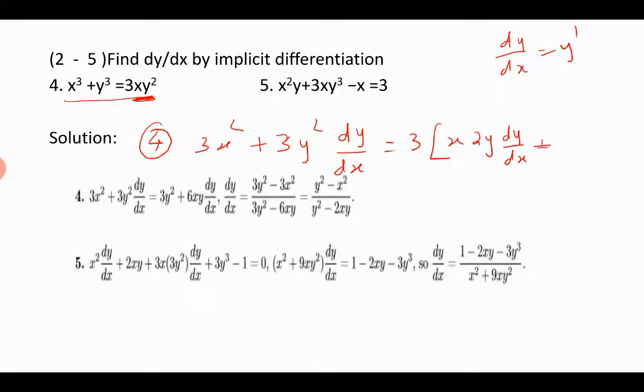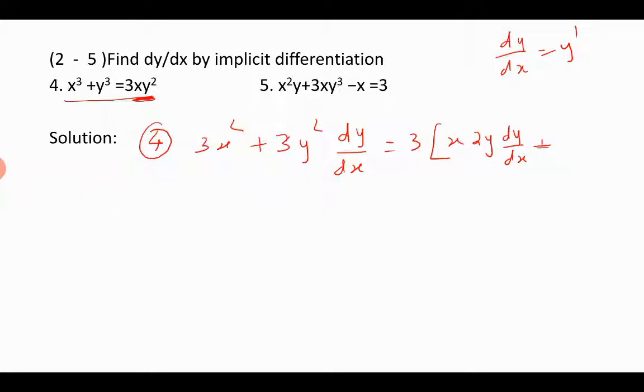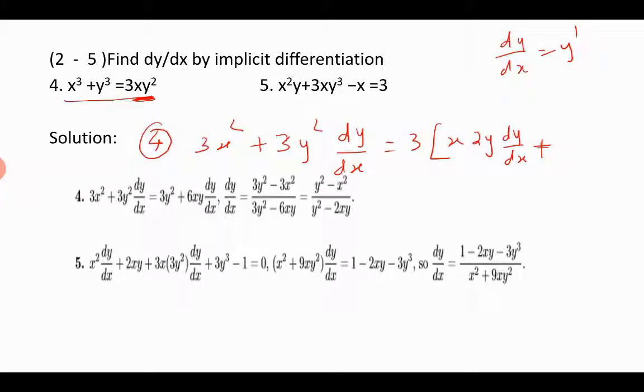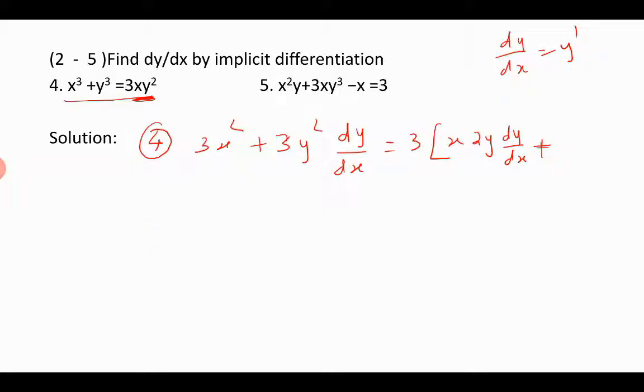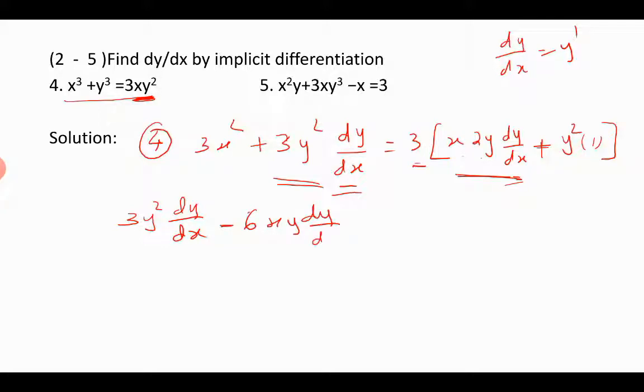Now by product rule, first we kept x and differentiated y square. Next we keep y square and differentiate x with respect to x, which is 1. Now simplify and find dy by dx. Take the term dy by dx to the left side, keep everything else on the right side. What you are going to do next is this: 3y square dy by dx, the second term has been kept on the left side. The first term on the right side, 3x square, stays there, and minus 3 into 2, 6xy dy by dx, and there is 3y square on the right side.